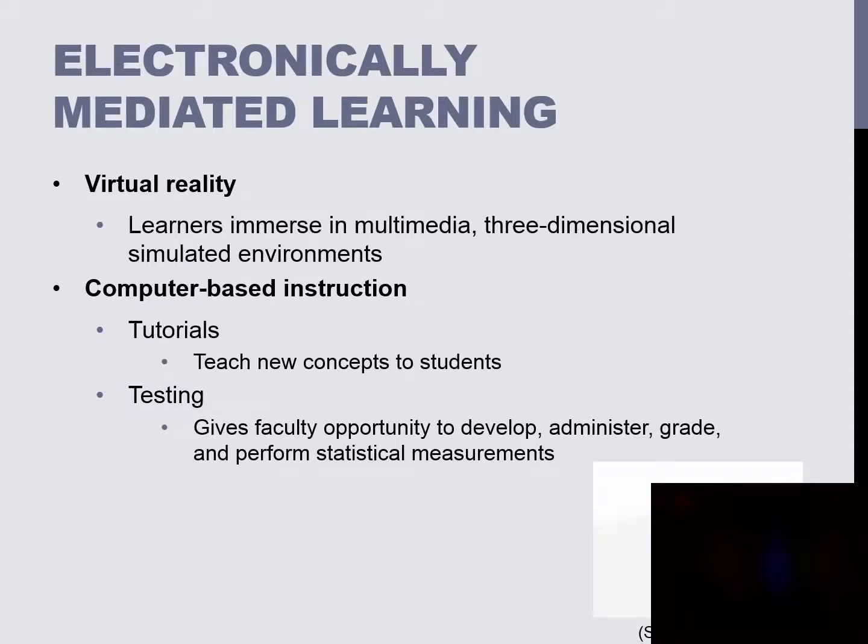Another type of media is electronically mediated learning. This is a relatively newer type of learning than audio or just visual. It can include virtual reality or computer-based instruction. These are utilized all the time in learning environments now. Virtual reality is when learners immerse themselves in multimedia, three-dimensional simulated environments. This can include goggles or a mask that someone would put over their face that projects images on the goggles so that someone can feel as though they're in a different environment.